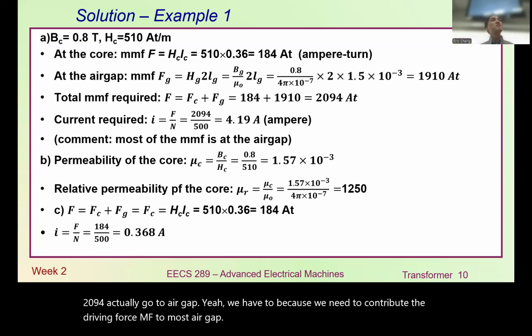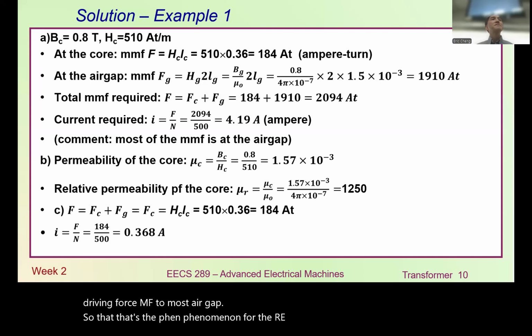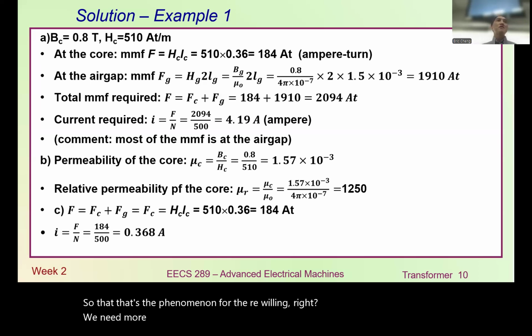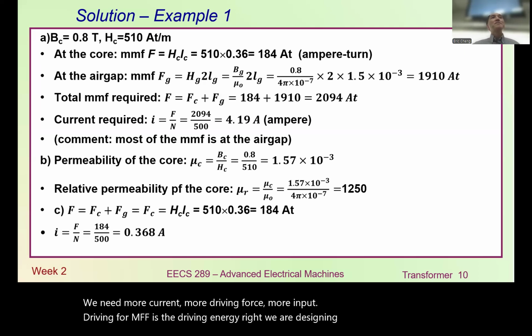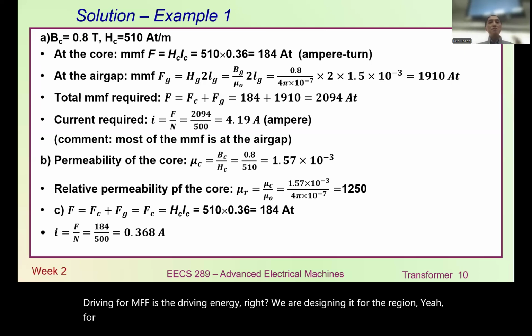That's the phenomenon for the relay, right? So, the thing is, because of the air gap, we need more current. We need more current, so more driving force, more input. Driving force MMF is the driving energy, right? We are designing it for the relay. Yeah, this problem is for the relay.